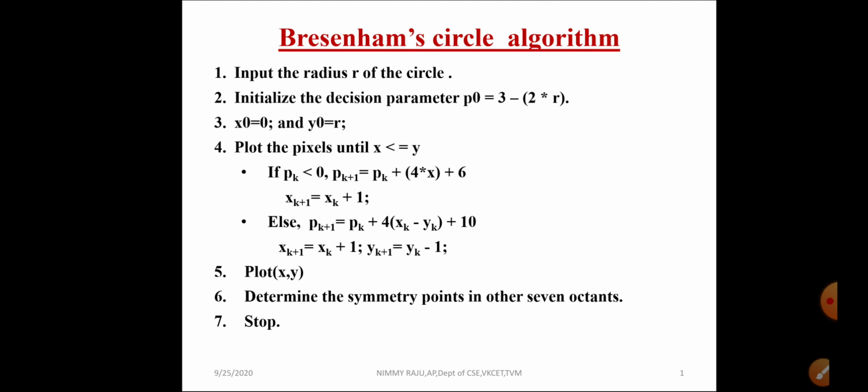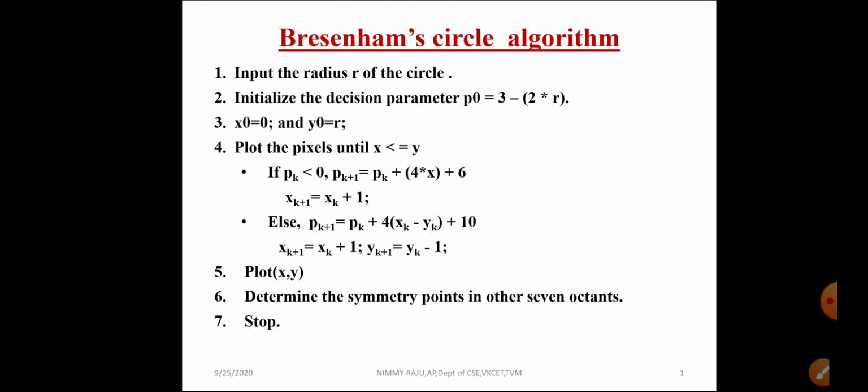Second step is to initialize the decision parameter, P0 equals 3 minus 2r. Third step is to plot the initial points, that is x0, y0 equals 0, r. Here we first find the points in the first octant, from x equal to 0 to x equal to y. So the first point is x0 equal to 0 and y0 equal to r.